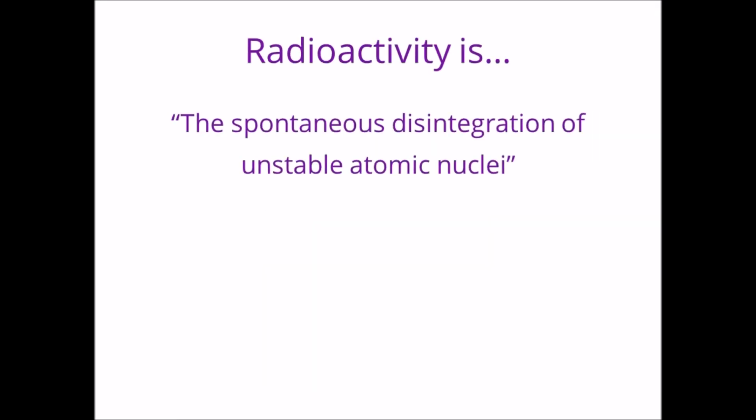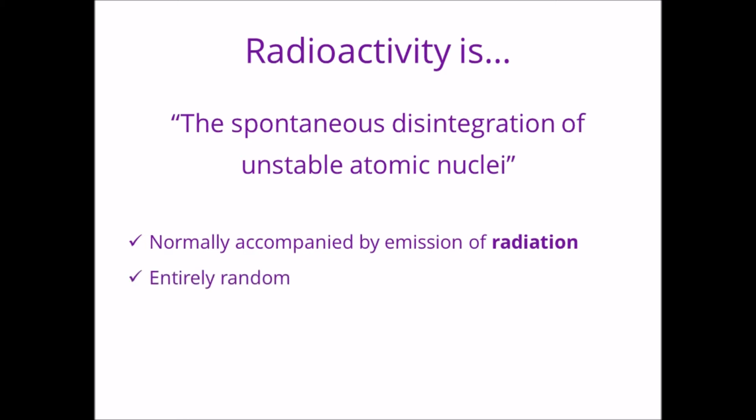Radioactivity is formally defined as the spontaneous disintegration of unstable atomic nuclei. So that means if we have an unstable atom, it will decay radioactively until it becomes something more stable, normally by spitting out radiation. Radiation is something we're going to talk about much more in further videos.